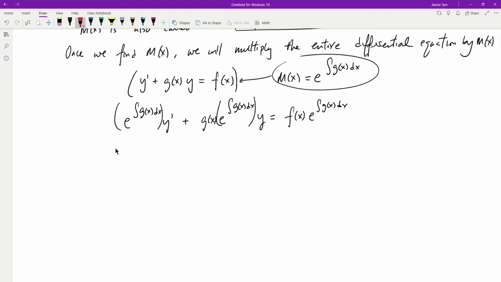This side of the equation is actually a result of something that you learned back in BC calculus called the product rule. Some of you who are my students probably recognize that when I taught you the product rule, I told you that the product rule is 1 d2 plus 2 d1.